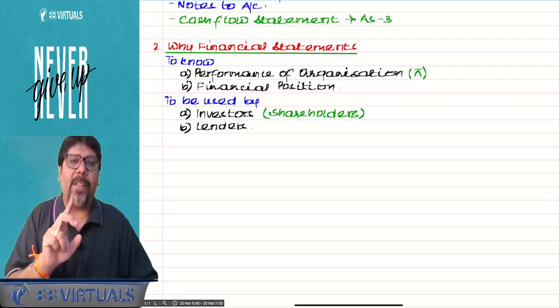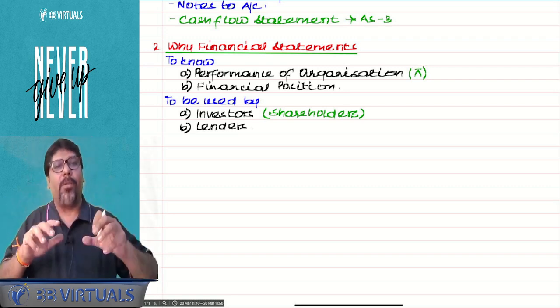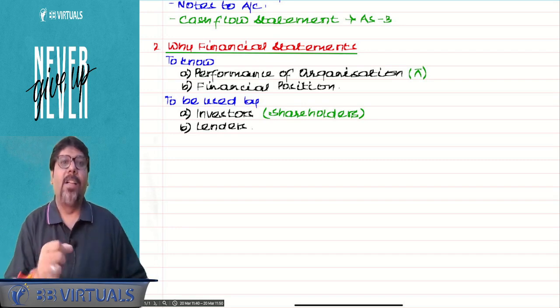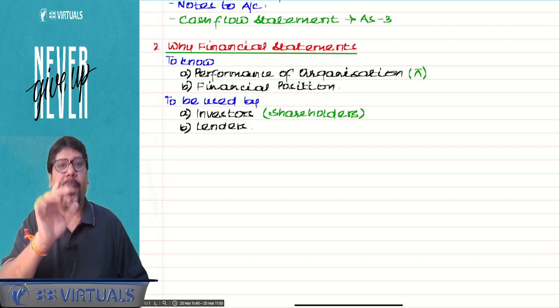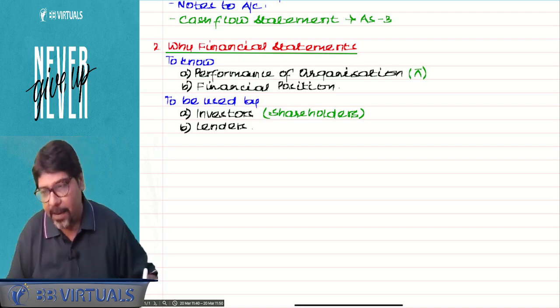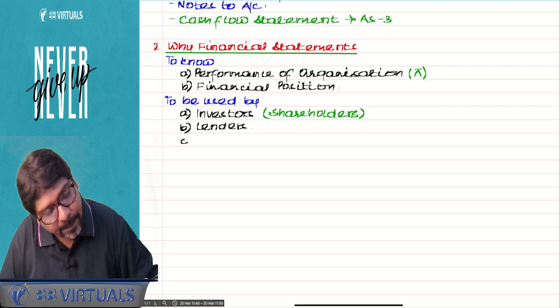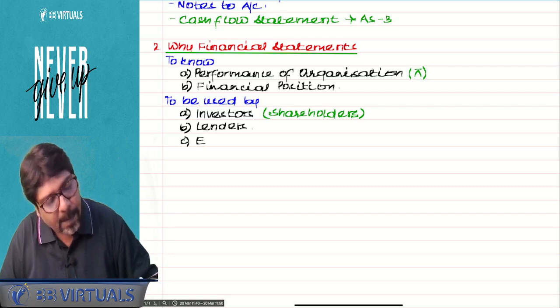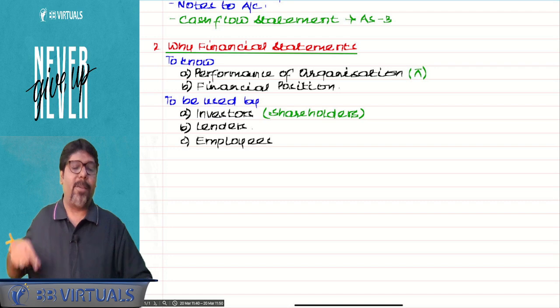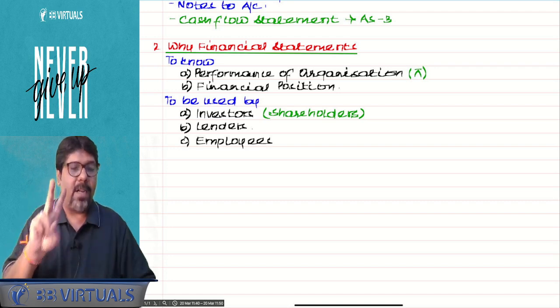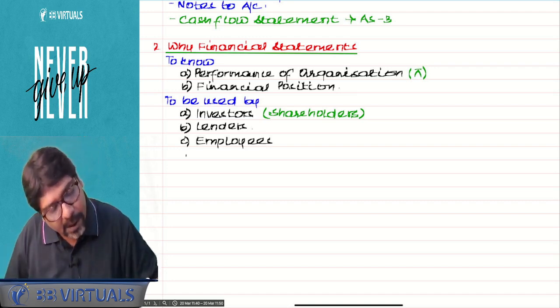Investors and lenders, what is the difference? Both have given money to do business, but one has given with risk, one has given without risk. Investors, the shareholders, have given with risk. Profit for investors, interest for lenders. Am I clear? Then employees. Correct. Financial statements are to be used by investors, lenders, employees.